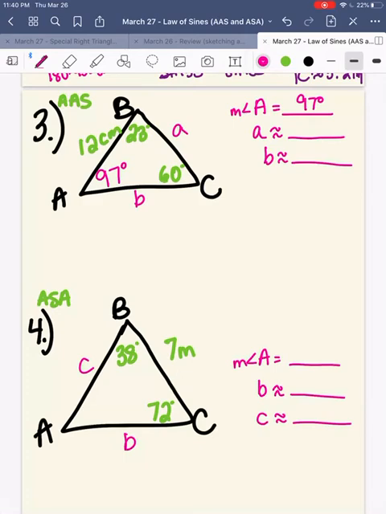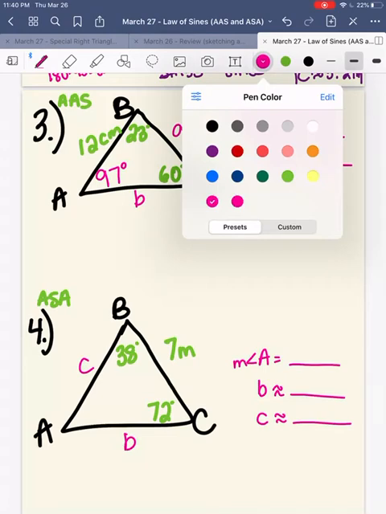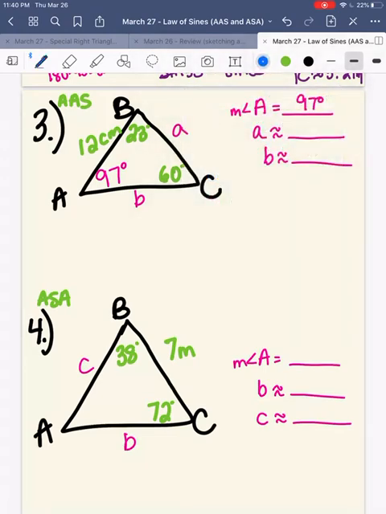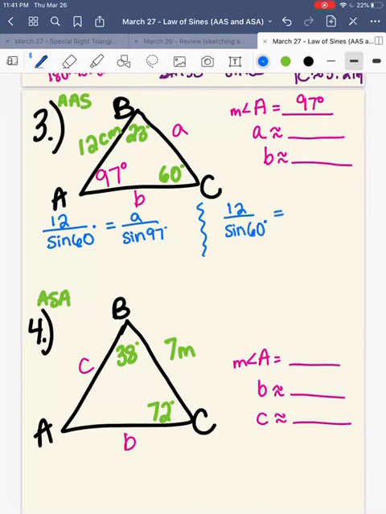Okay, I guess I was just working it out myself and not talking. I'm sorry. Okay, so let's go ahead and solve these, alrighty? So we're going to go 12 over sine 60 equals A over sine 97. And then I'm going to do it again. 12 over sine 60 degrees equals B over sine 23.